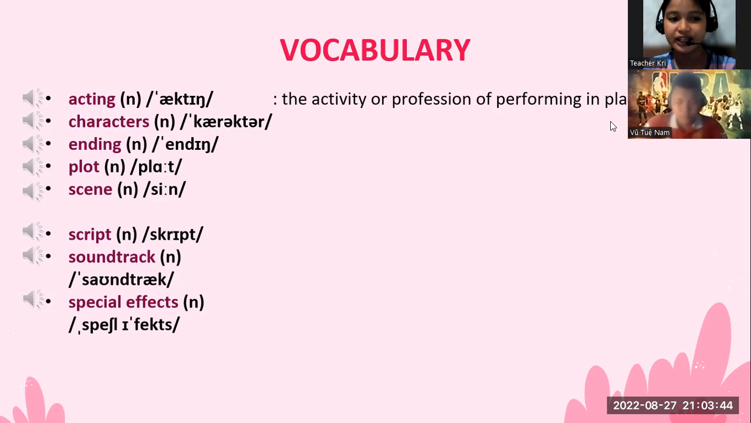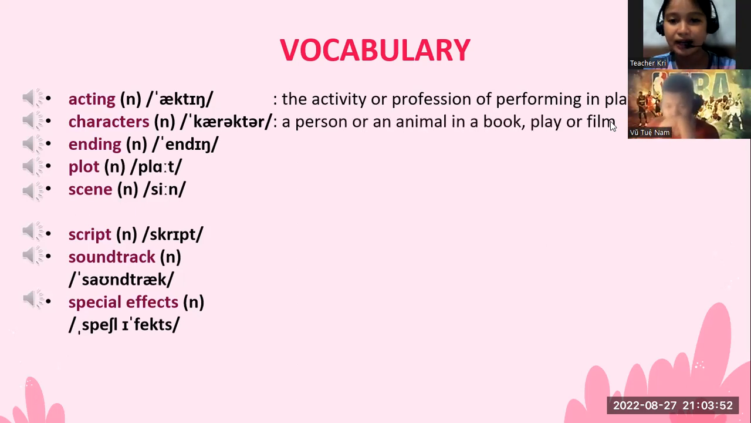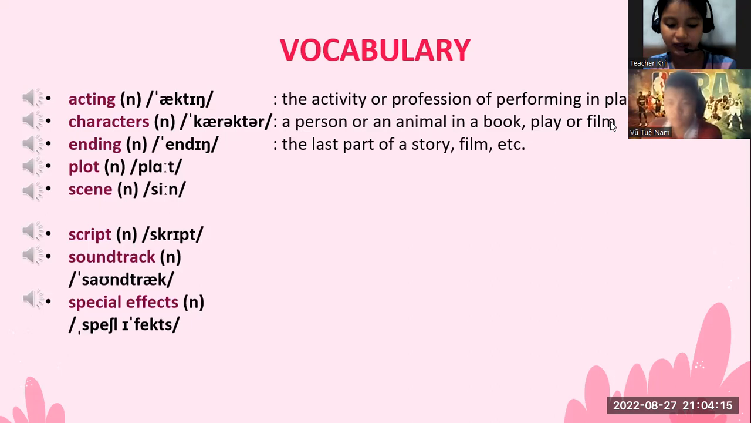All right, so next word is characters. Characters. Okay, so characters is a person or an animal in a book, play, or film. Okay, next word is ending. Ending. Okay, so ending means the last part of a story or film.